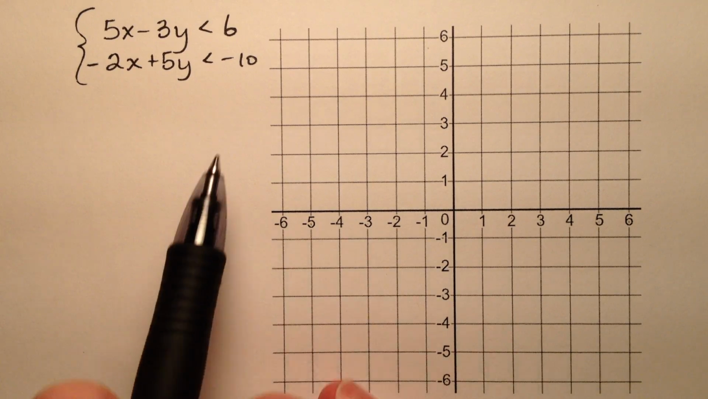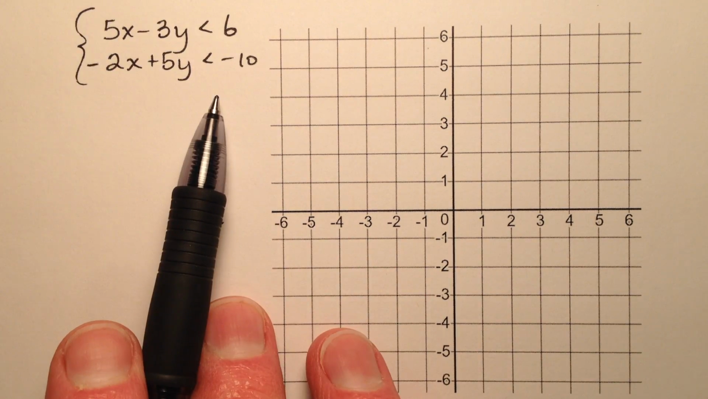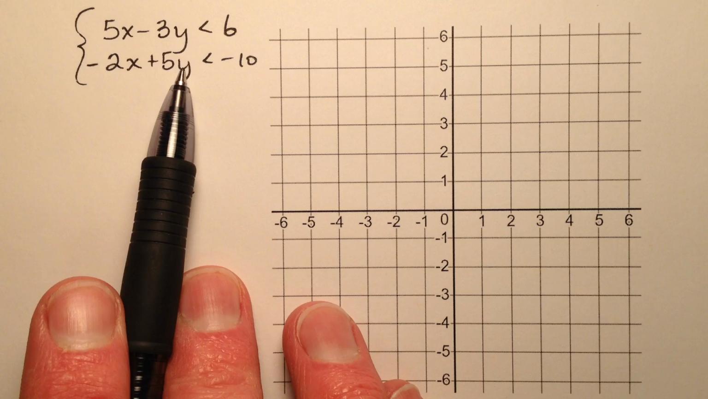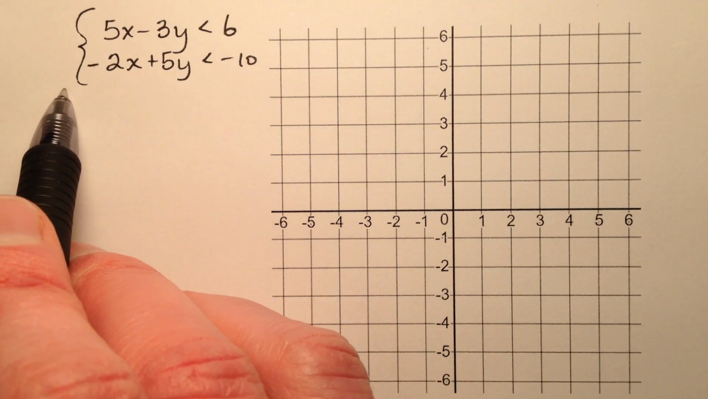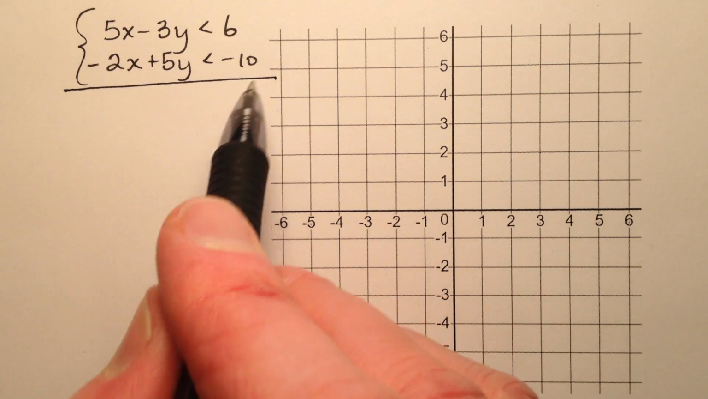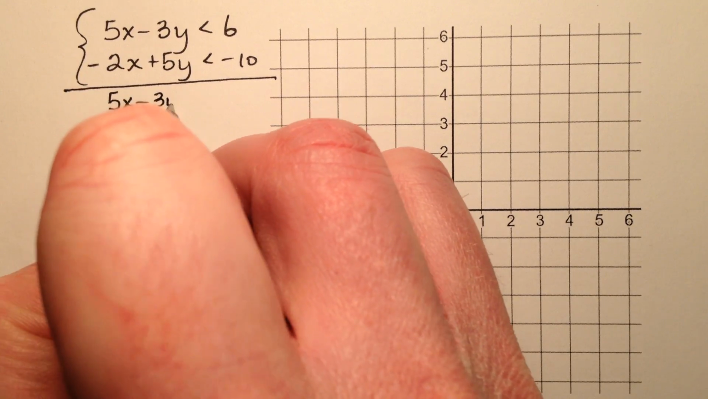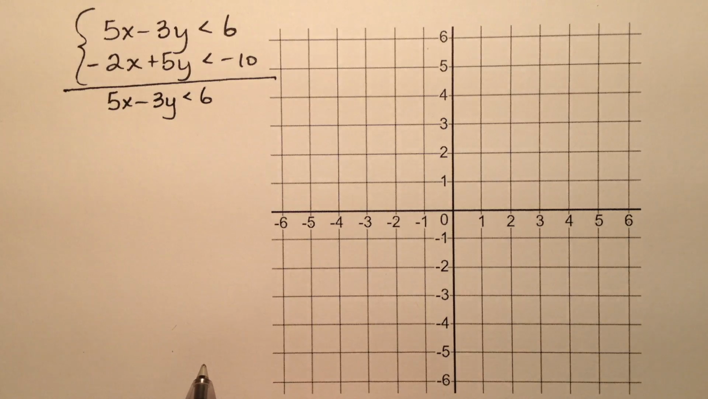In this example, we're going to graph this system of linear inequalities. So the first thing we want to do is rewrite each of these inequalities in slope-intercept form so we can more easily graph it. So the first one is 5x minus 3y is less than 6.